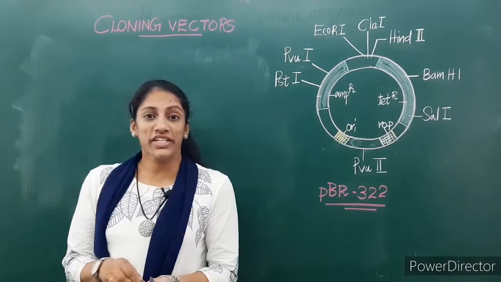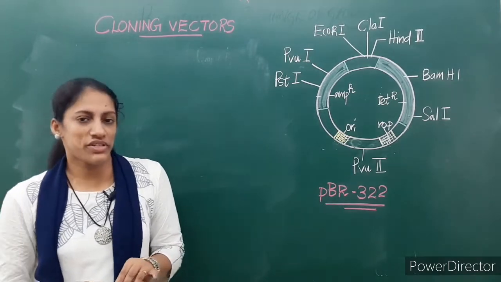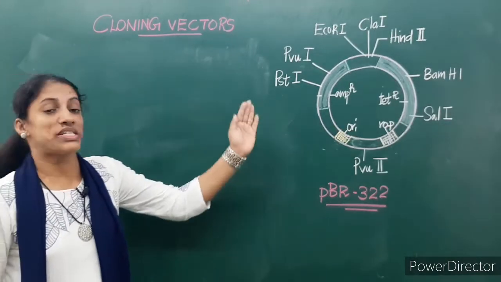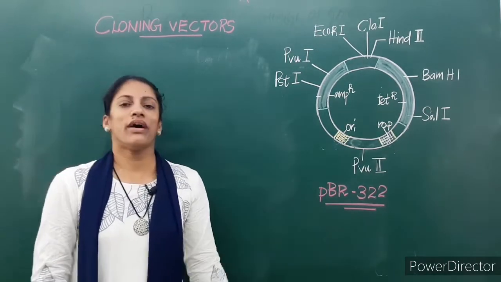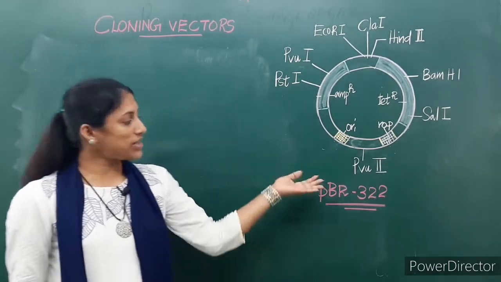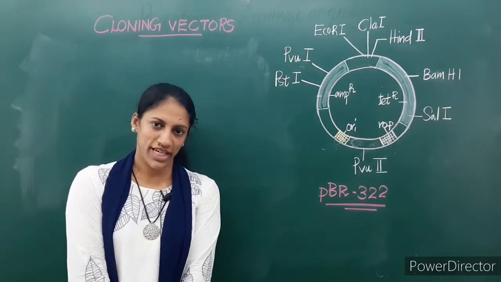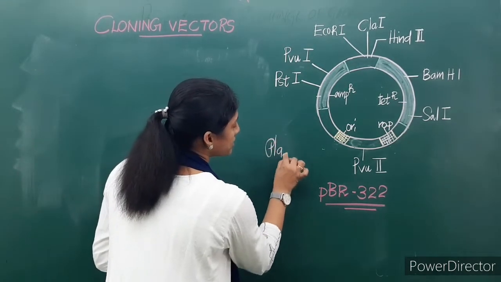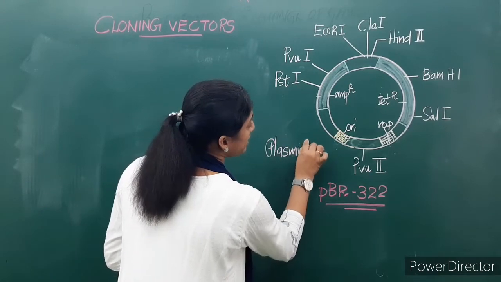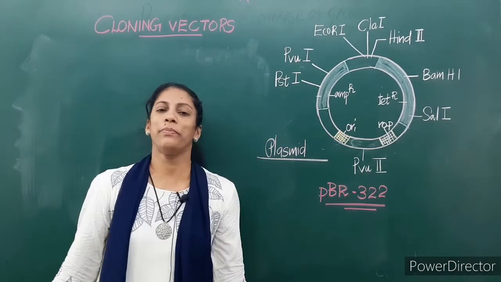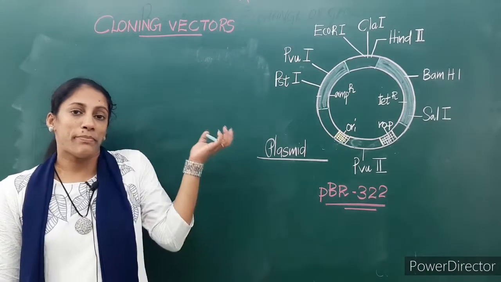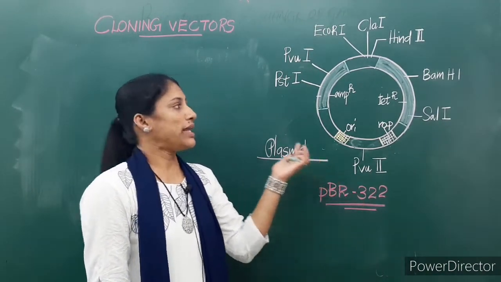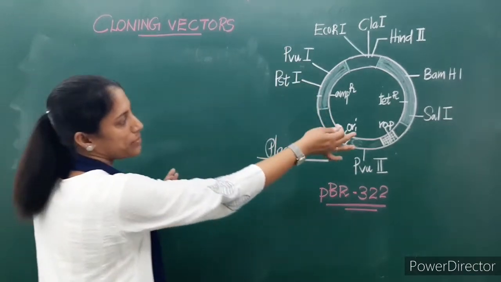Okay, next we are discussing the characteristics of a suitable cloning vector with the help of a typical example, pBR322. So what is pBR322? It is a cloning vector. That means it is a plasmid. It is a synthetic, artificially made plasmid. Okay, it's a man-made plasmid, pBR322.